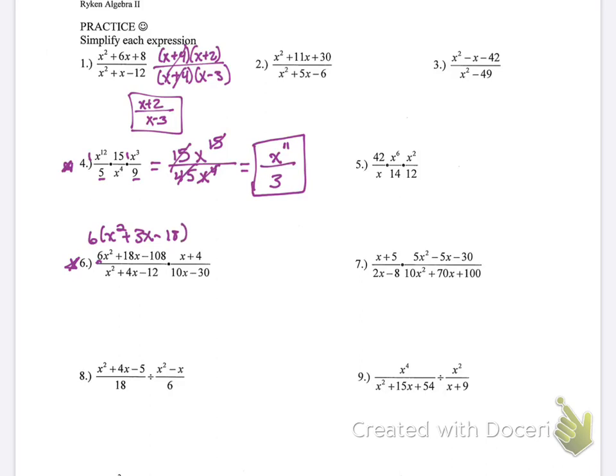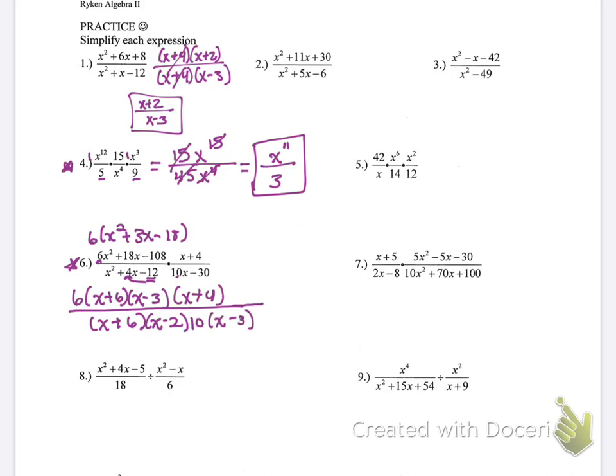Okay, then I'll go ahead and factor and say, okay, so I have a 6. What multiplies to negative 18 and adds to 3? That's going to be plus 6, minus 3. On bottom, what multiplies to negative 12 and adds to 4? x plus 6, x minus 2. You don't have to flip because it's multiplication here. So I still just have x plus 4 on top. 10x minus 30, all I can do is take out a 10, and I'm left with x minus 3. So sometimes the factoring is the hardest part. If you've always struggled with factoring, that might be the hardest part.